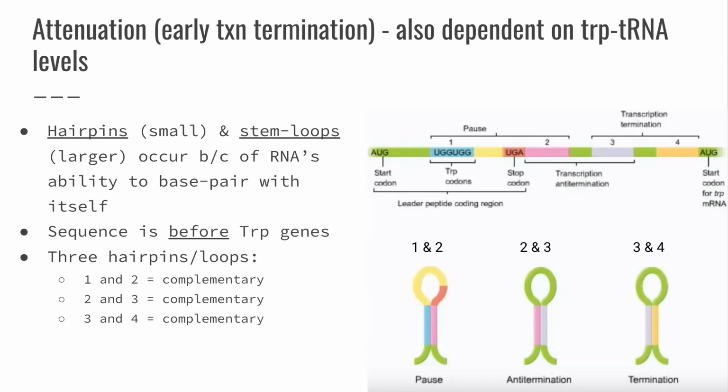And there are 3 hairpins or loops that can occur where there is affinity, or complementarity, between the 2 strands. And those are the first and second regions, second and third, and third and fourth.